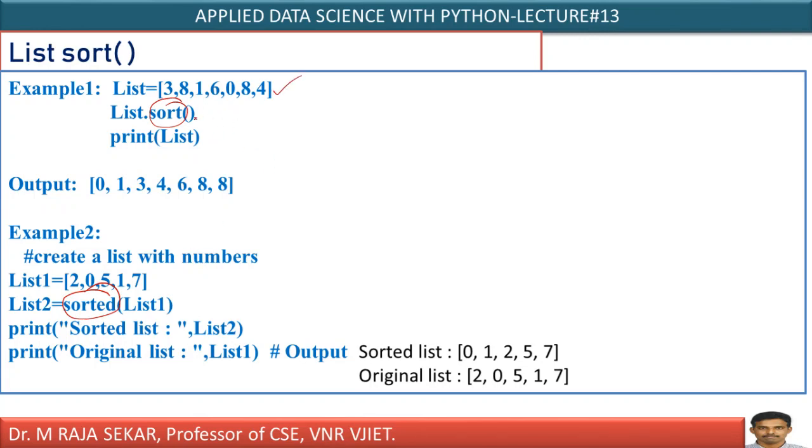There is a list of elements. List.sort means all the elements will be sorted in increasing order. Print list means just see, all the elements in that original list will be sorted, isn't it?